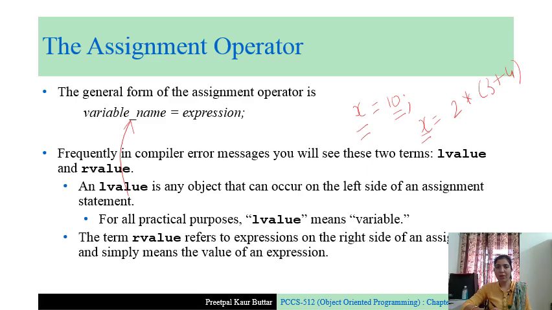And the R value refers to the expressions on the right side of an assignment statement. Whatever is on the right side is called the R value. 10 and this expression 2 into 3 plus 4, these are the R values.